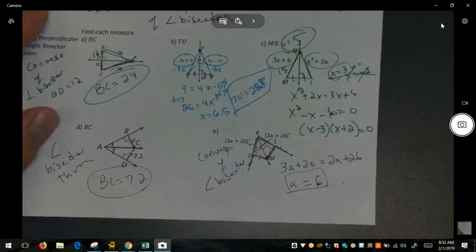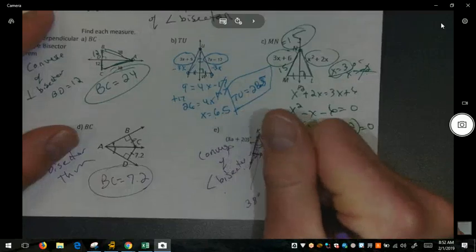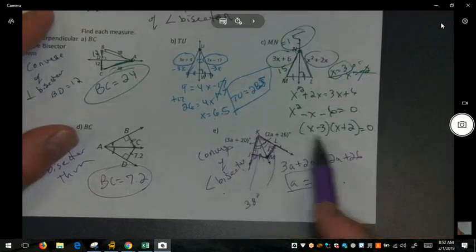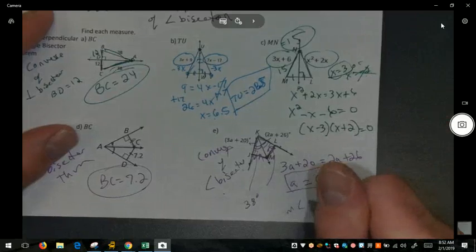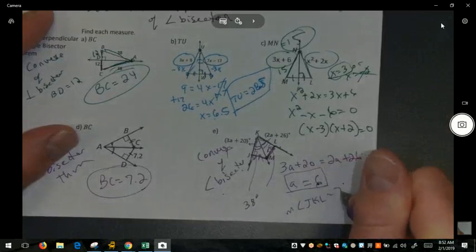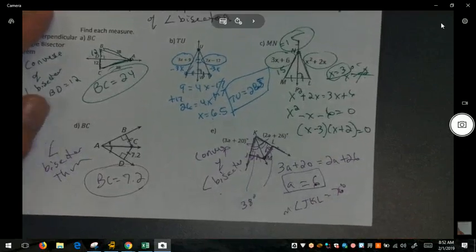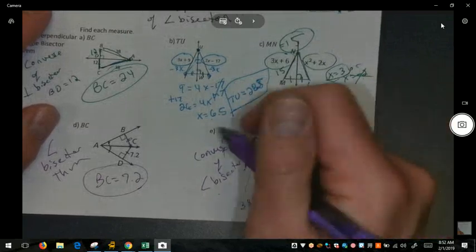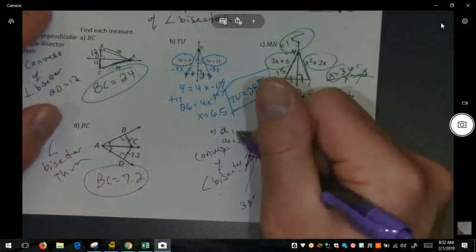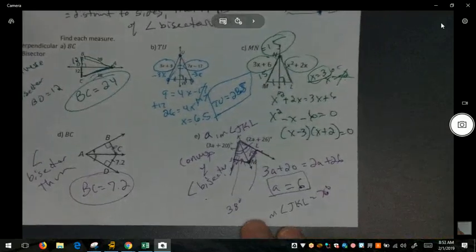3 times 6 is 18. 18 and 20 is 38 degrees for each one of those angles. So if they had asked for the whole thing, I could say that the entire angle, measure angle JKL, is 76 degrees. It didn't specify what it was asking for. I found it all. I will specify for sure in the practice and on the assessment whether you're finding the variable A or the measure of JKL or just the measure of one of them.